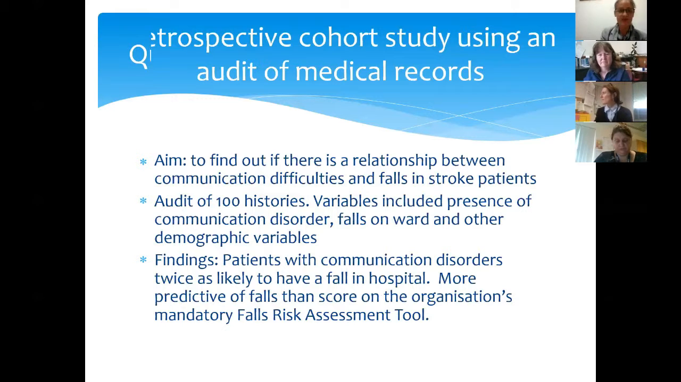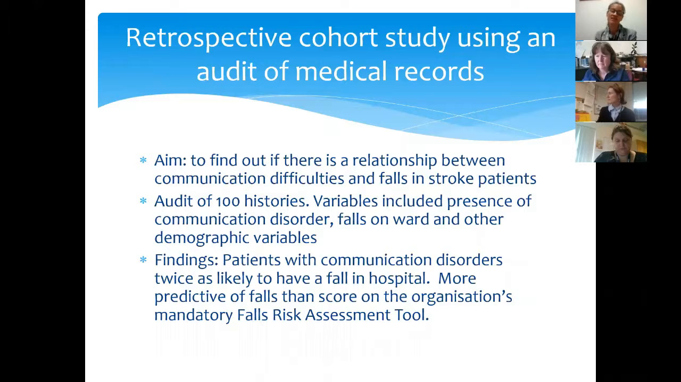Something's gone a little bit funny with the slide in the top corner there, but this was just a retrospective cohort study using an audit of medical records. This is a great example of an individual clinician level project, which could be seen, this is from a speech pathologist, it could easily be seen as a speech pathology project and seen with a speech pathology lens. But I think when you look at it from a health services research perspective, you get quite a different story.